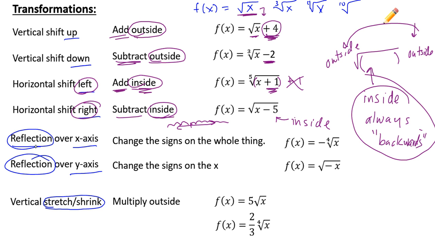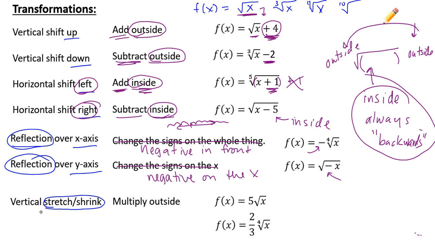Next one is reflection. So you can just think about this as a negative out in front. You don't have to worry about the whole thing and just part of it. This one would be a negative on the x. See how here the negative is outside, here the negative is inside.